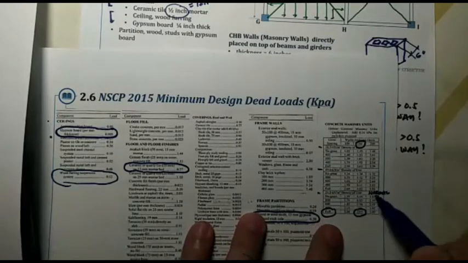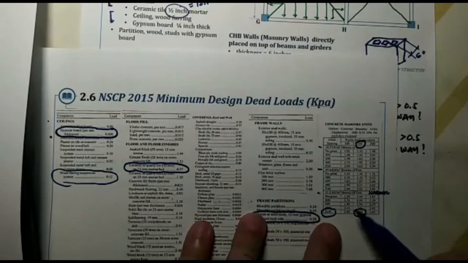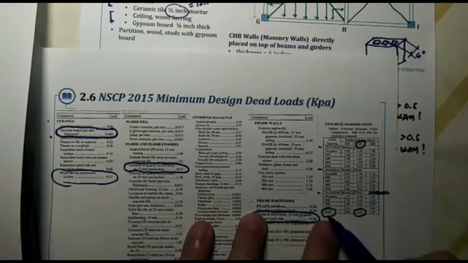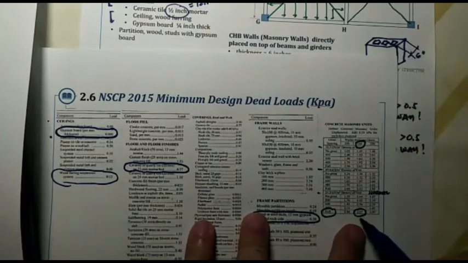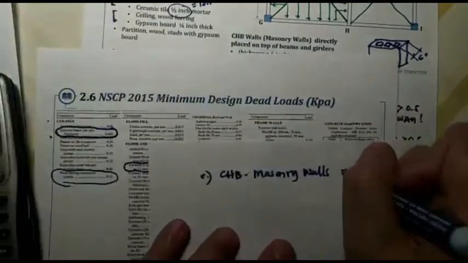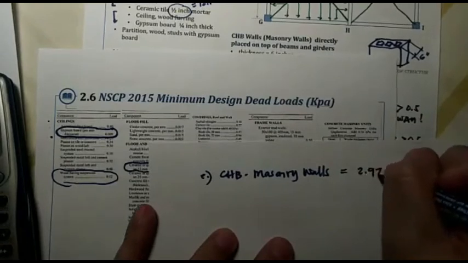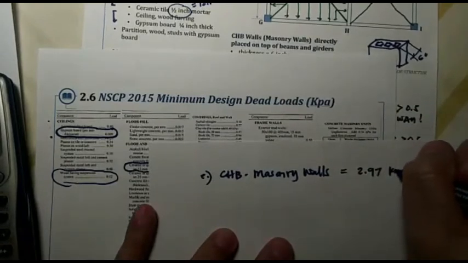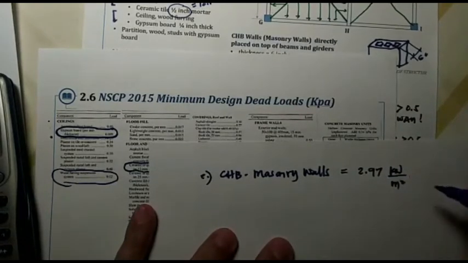So sa normal weight tayo ng concrete hollow blocks, tapos full grout, ibig sabihin pupunuin natin yung lahat ng mga cells. So we got 2.97 kilopascal, or kilonewton per square meter.